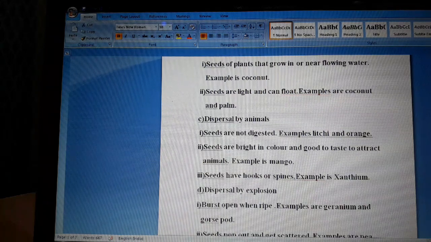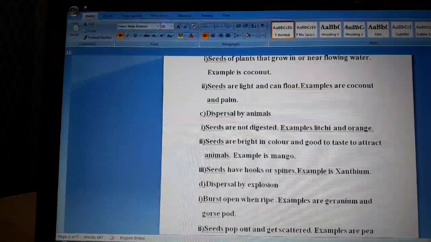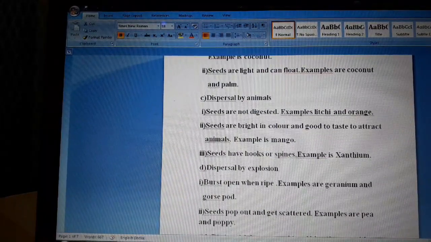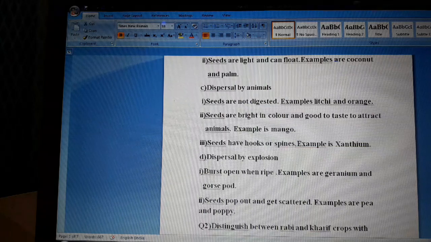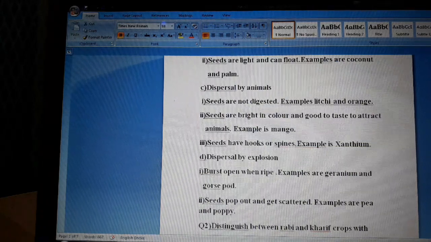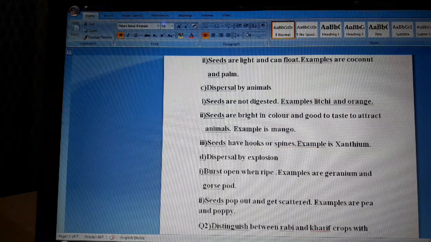Now we come to dispersal by explosion. Dispersal by explosion. You know, you burst crackers, you do explosion, na? That way certain fruits and vegetables also are dispersed by explosion. It is dispersed by explosion. Now what do you mean by dispersed by explosion? Anyone?